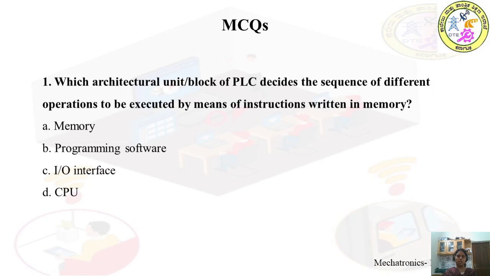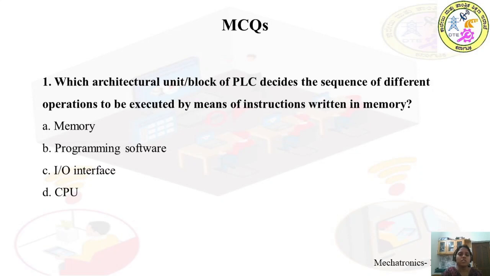Then we have seen the I/O module unit, input and output module unit. Then power supply. We have 2 power supplies, internal power supply and external power supply. Then programming devices. The programming devices are handheld terminals, dedicated terminals, and your personal computers. Then racks and chassis. These are some of the major components of the PLC. Now let us solve some multiple choice questions based on this topic.